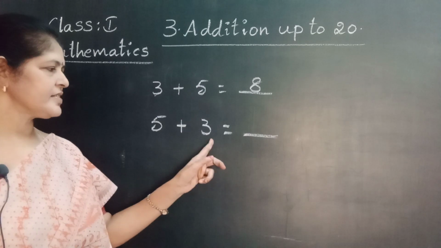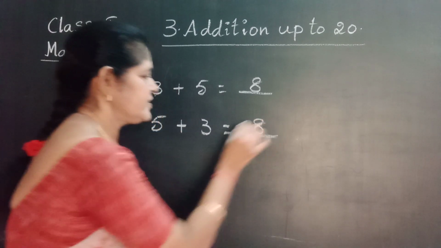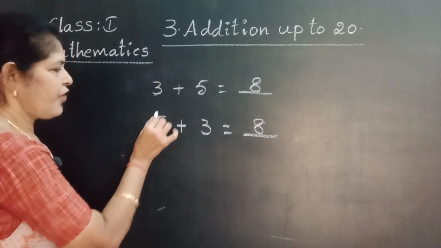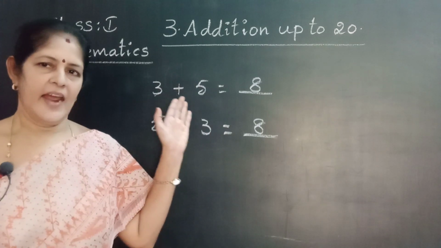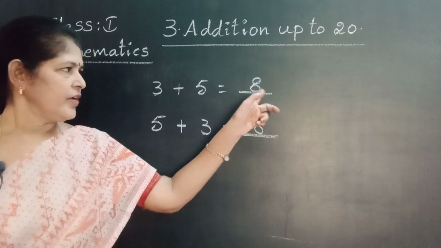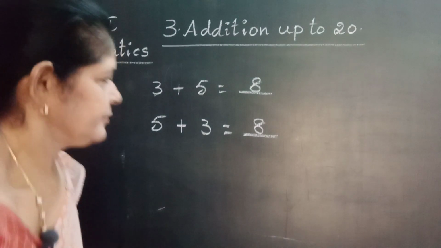Now 5 plus 3 or 3 plus 5. The answer is 8. See, here we are adding 3 to 5. Here 5 to 3, we get 8 only. Okay. In addition, we can add the numbers in any order. We get the same total. Okay. Another one.